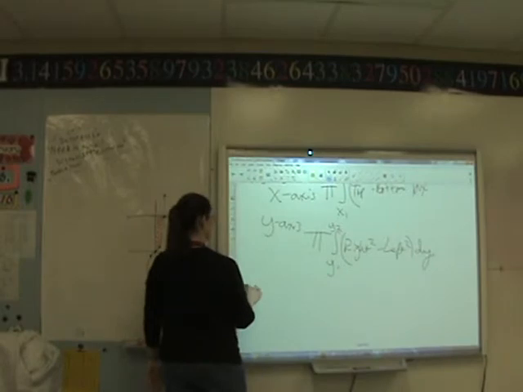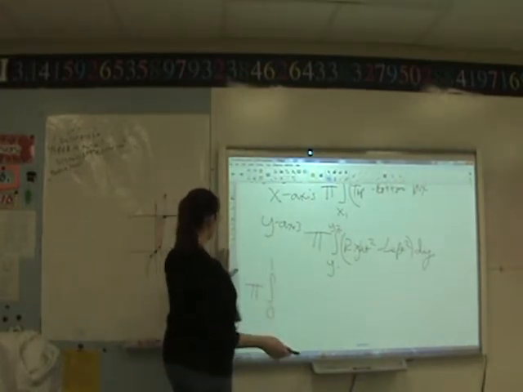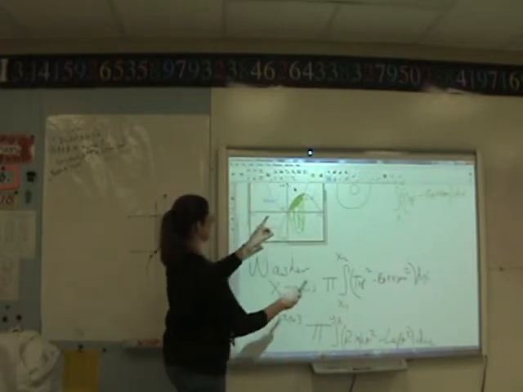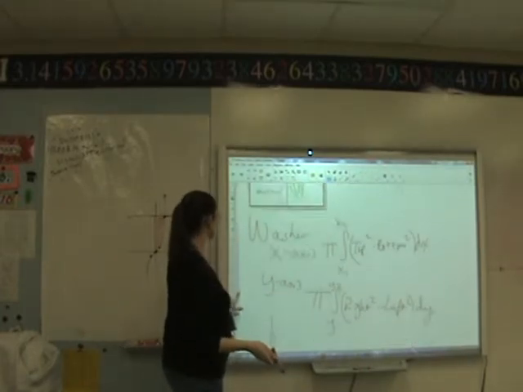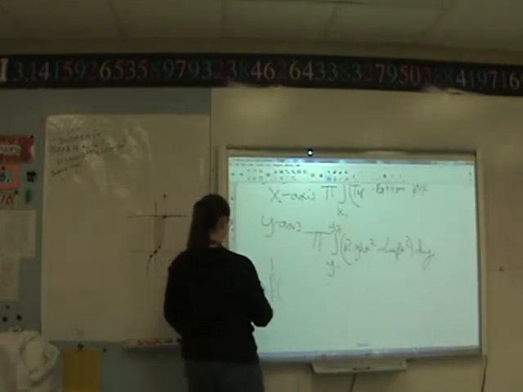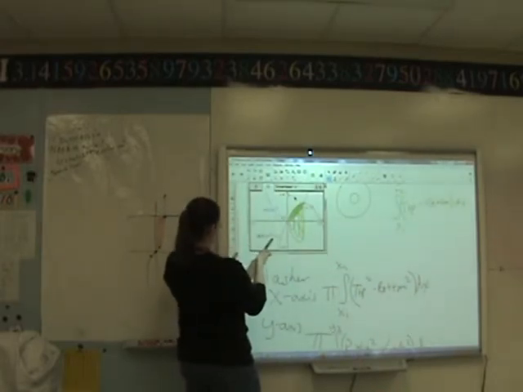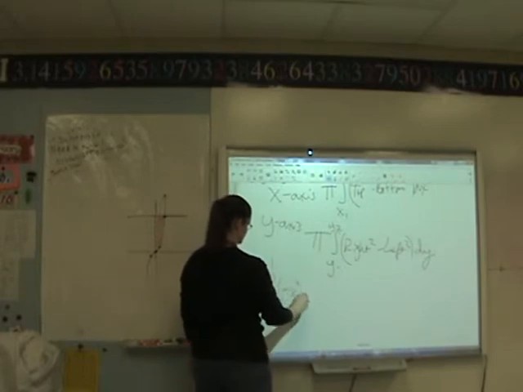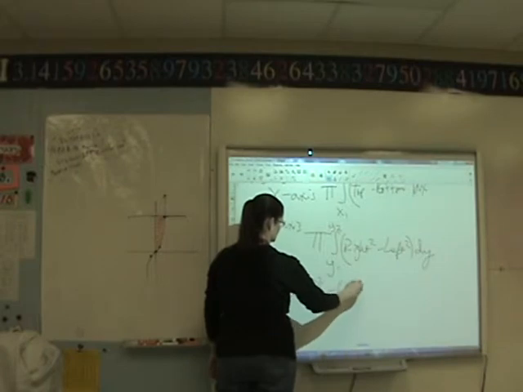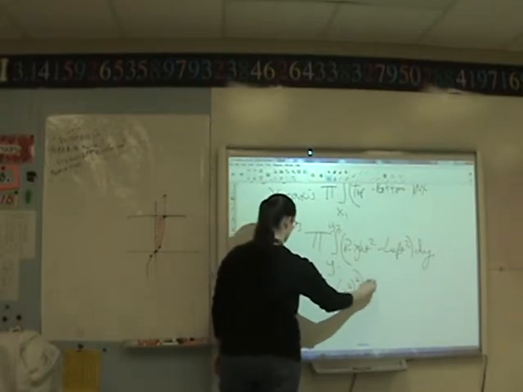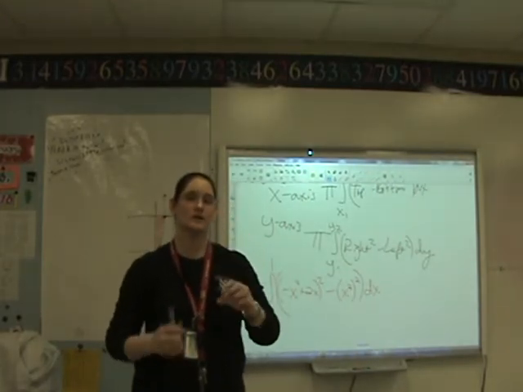So I would say pi integral from 0 to 1, which in this situation you get lucky because it's 0 to 1 on the x's and 0 to 1 on the y, so you can't really mess that up. And then what's the top function? That top function is that red one, which was the negative x squared plus 2x. Square that minus the other function, x squared, dx. I do not subtract and then square. I square and then subtract.